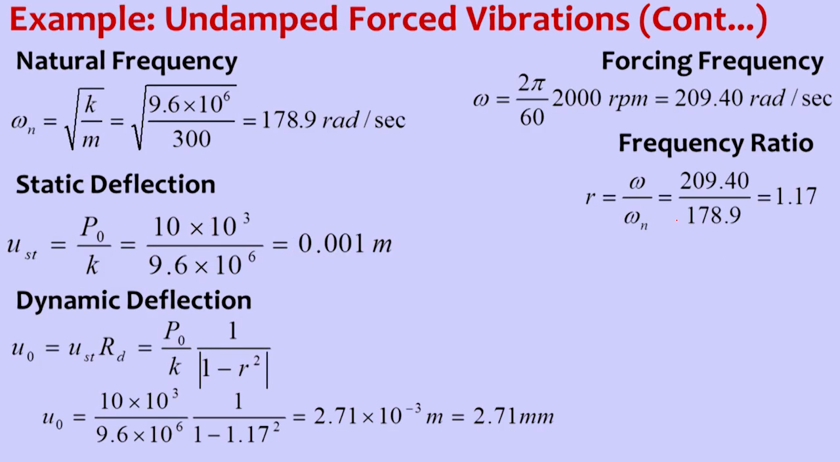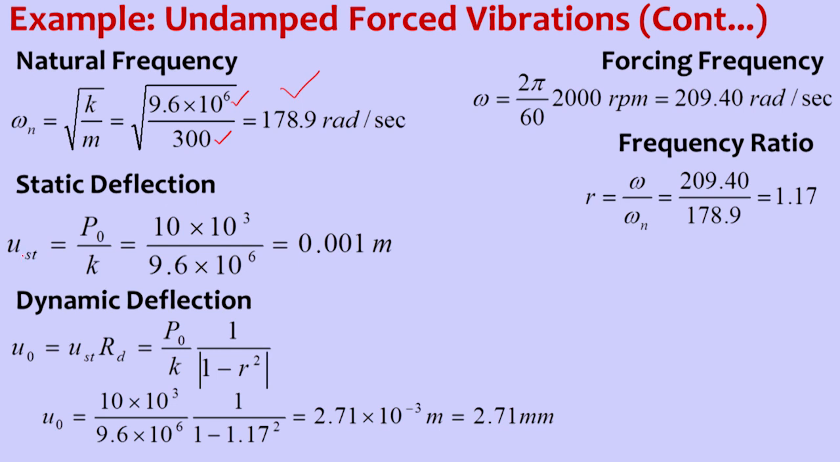Now, let us find out the natural frequency of the plank. The natural frequency of the plank depends on the system properties, that is under root K by M. K is a known value, that is 9.6 into 10 to the power of 6, and mass is 300 kg. That gives us 178.9 radians per second.